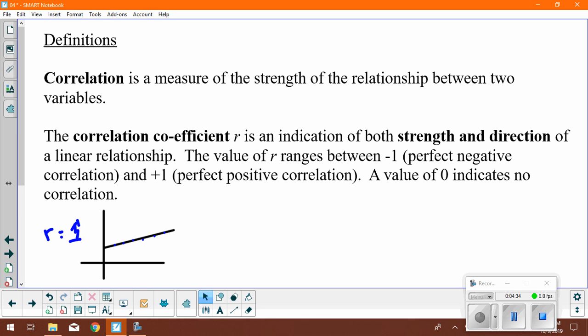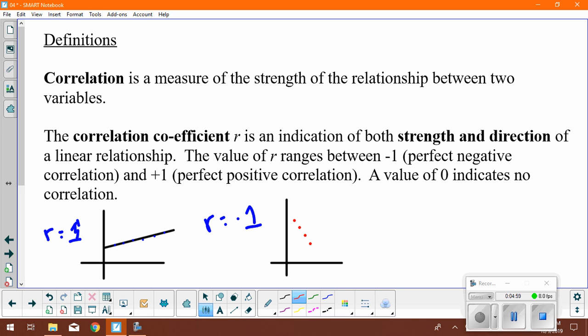I can see the points now. Perfect negative correlation is the same idea. So we have R equals -1. That just means that again, it makes a line of best fit, but it's going down. So something like that would have perfect negative correlation.